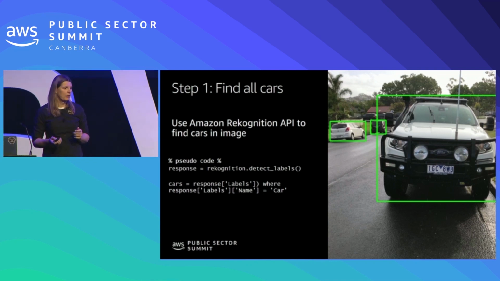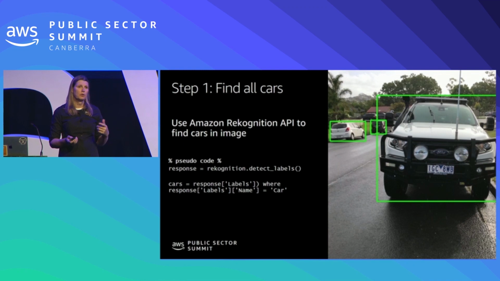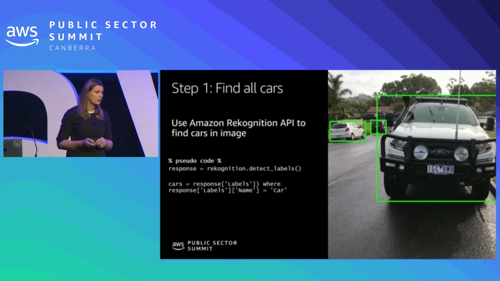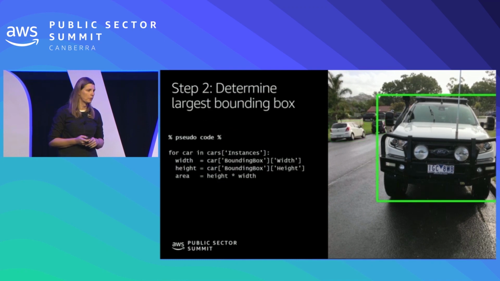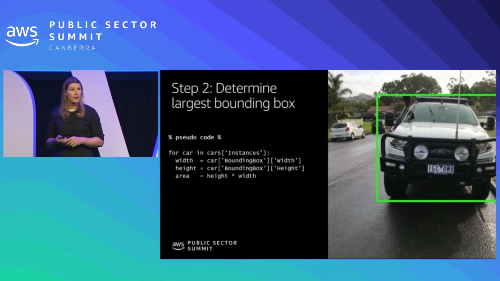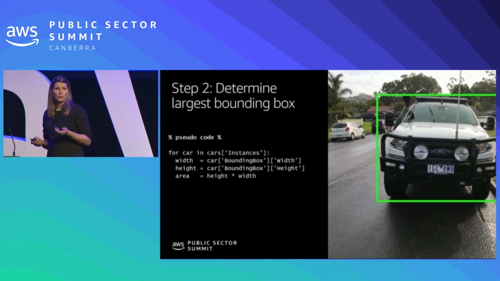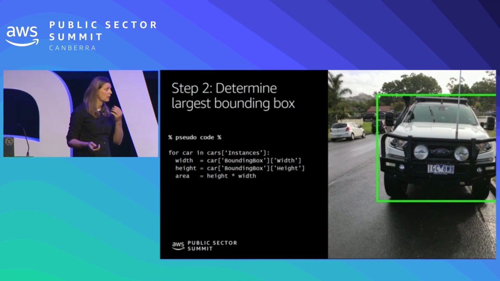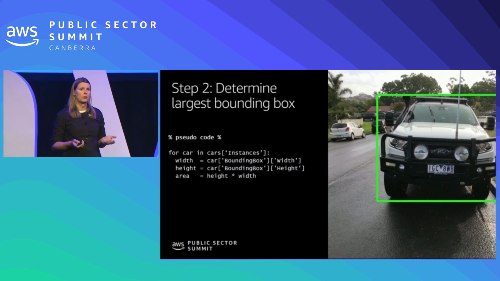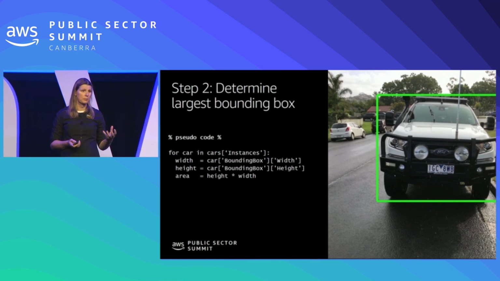When I get that back, I can find each car, and remember I get the bounding box information, which I can actually use to plot on top of that image, as I've done here. So, which is the most prominent car? Well, this is actually very simple maths. As we saw, that bounding box information includes width and height. And as we all know, area equals width times height. So with a simple mathematical calculation, I can determine which is the most prominent car in that image.